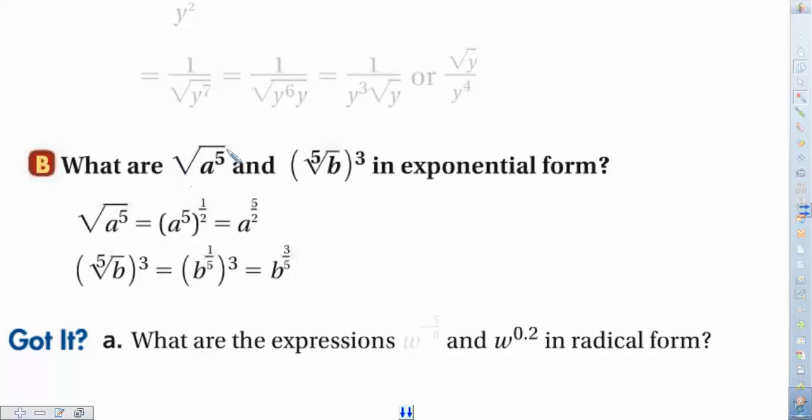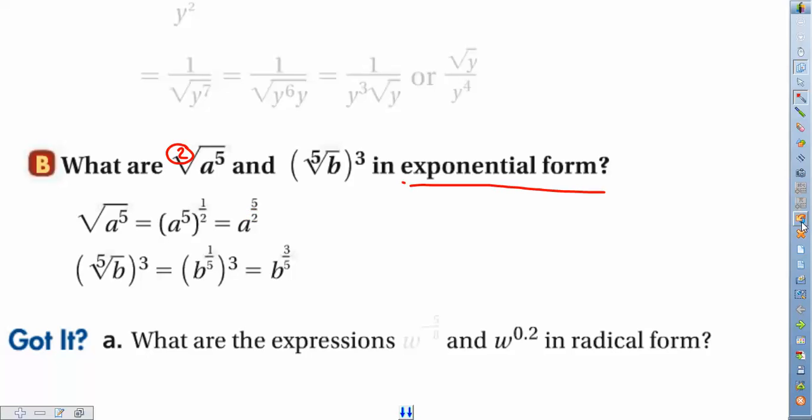Isn't it saying the square root of a to the 5th? Do yourself a favor and put a 2 right there. Just that way you remember that roots are underground, and when I want to write this now in exponential form, that 2, the root, goes underground, so I have to put that in the denominator of my fraction, and then 5 is in the numerator. So that should be my correct answer, just like that right there.